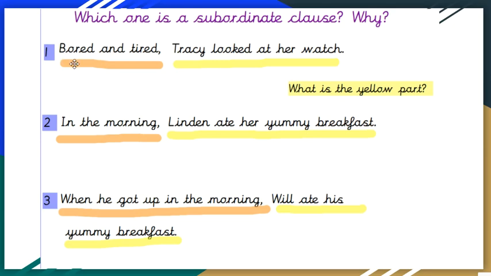So here, "bored and tired" is our subordinate clause because it doesn't make sense on its own. It can't be a sentence on its own, whereas "Tracy looked at her watch" can be a sentence on its own. So this part here is the main clause.